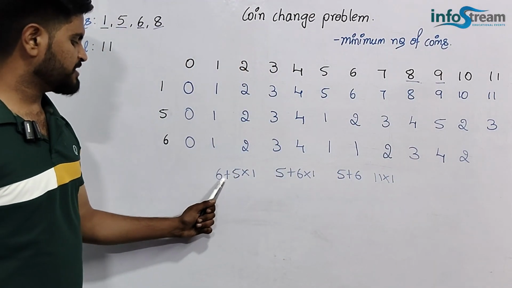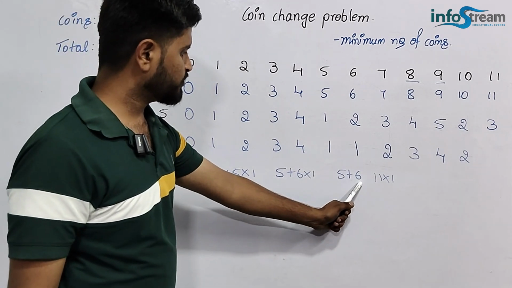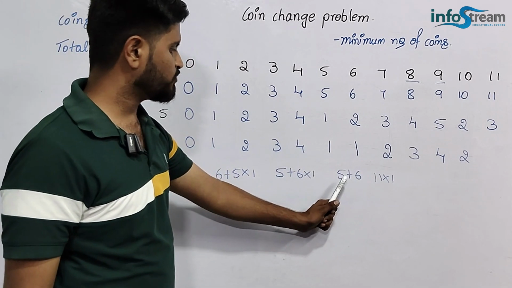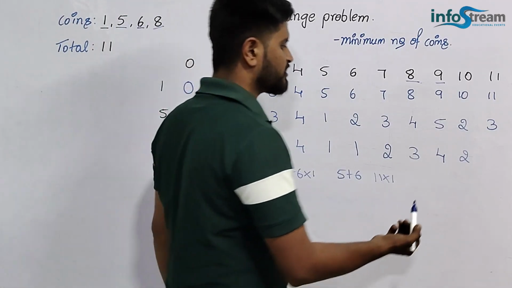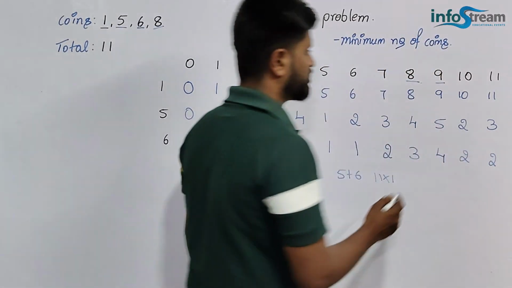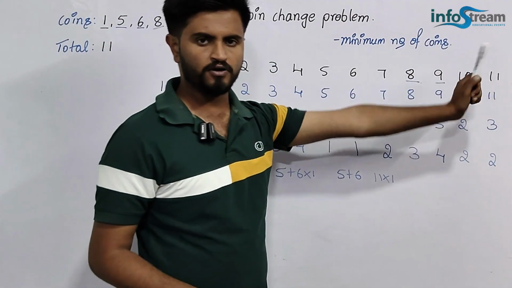So here I am using 5 plus 1, 6 coins, here 6 plus 1, 7 coins, here only one 6 rupee coin and one 5 rupee coin, that is 2 coins. Here 11 coins. So the minimum number of coins is 2. That is, I will be giving one 5 rupee coin and one 6 rupee coin to fulfill the value of 11.